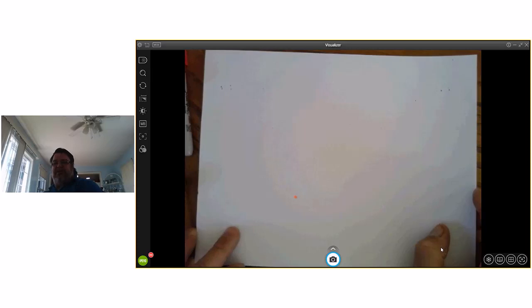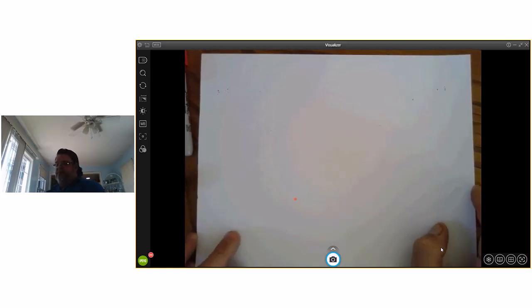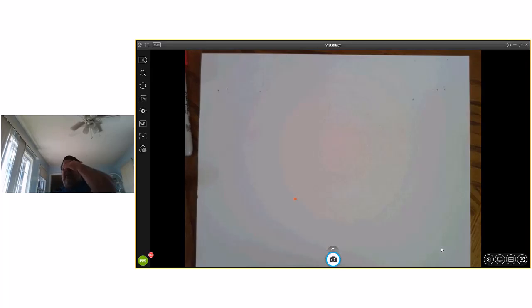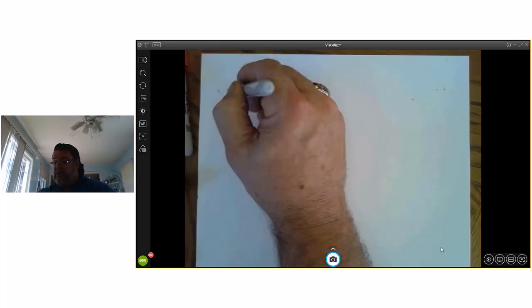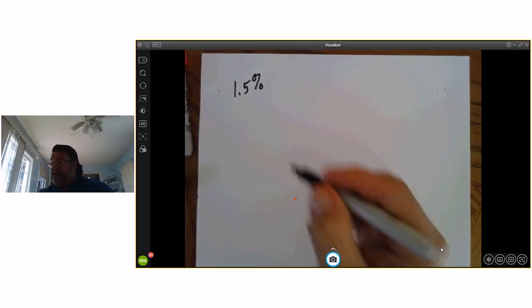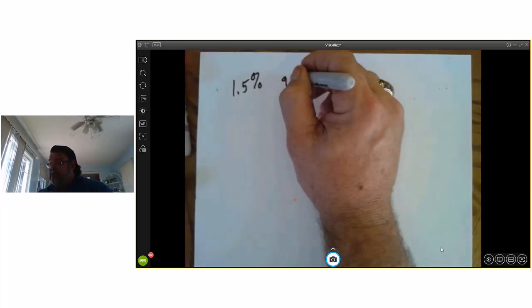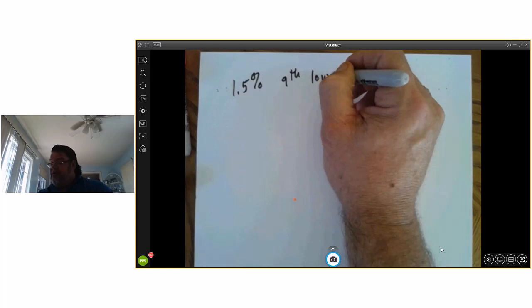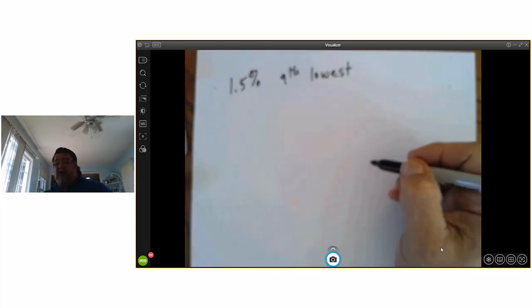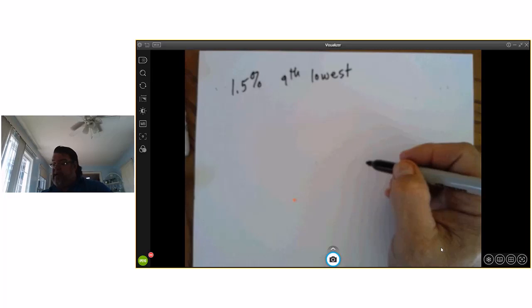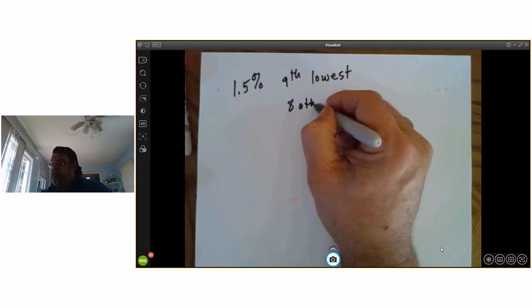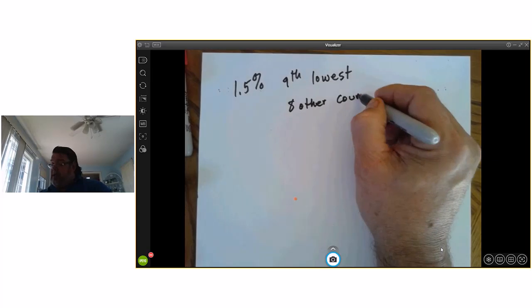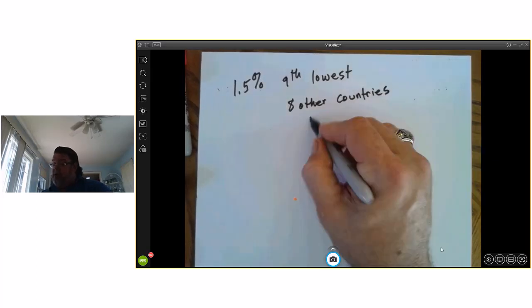Now, a lot of people got scared today because we've had over, I think it's 3,500 deaths or 3,000 deaths or 2,500 deaths, and everybody's freaking out. Well, we still have a mortality rate of 1.5%. Okay? That's the 9th lowest. There are 8 other countries that have a higher mortality rate.